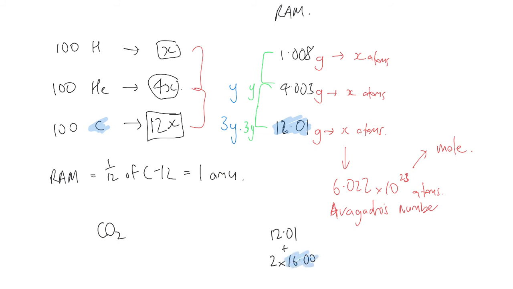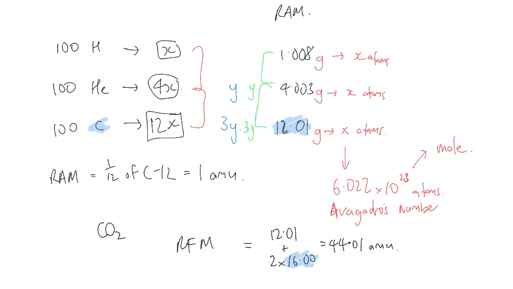Where did I get that from? Oxygen's molar mass or relative atomic mass. So that is equal to 44.01 AMU. And this is known as its relative formula mass, because it's a formula of a substance. So the relative formula mass is effectively the sum of all of the relative atomic masses. Make sense? The relative formula mass is the sum of all of the relative atomic masses.